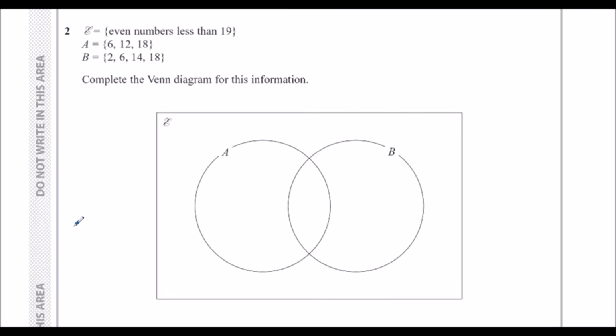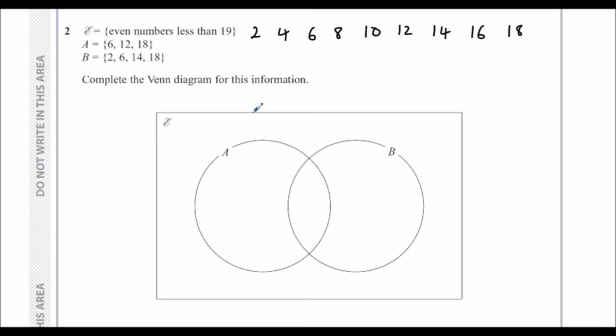Question 2. So we've got our universal set, everything, is the even numbers less than 19. So let's write them down. So all the even numbers that are less than 19, that's 2, 4, 6, 8, 10, 12, 14, 16, and 18. Then in the A circle, we want 6, 12, and 18. And in our B circle, 2, 6, 14, and 18.